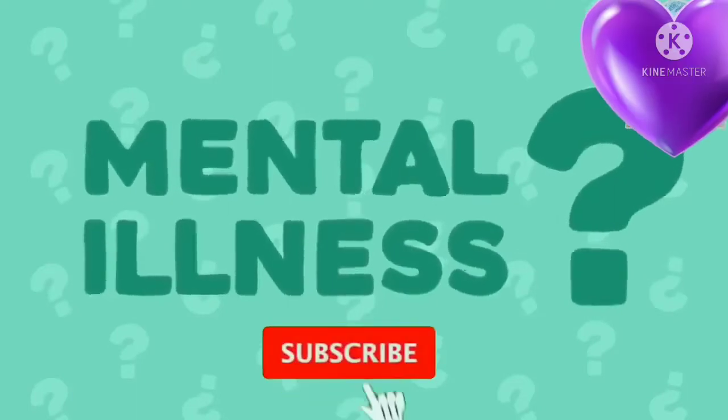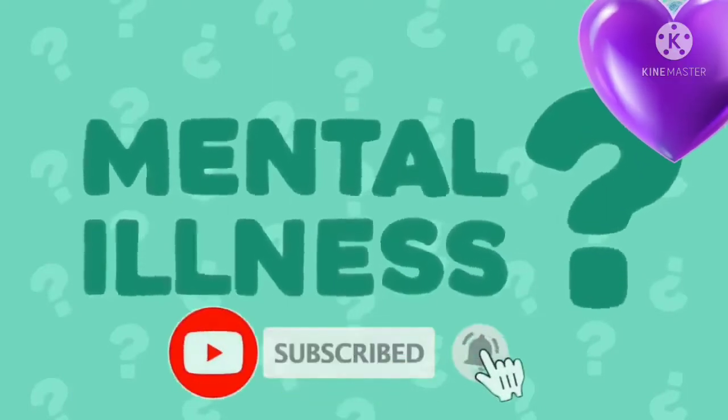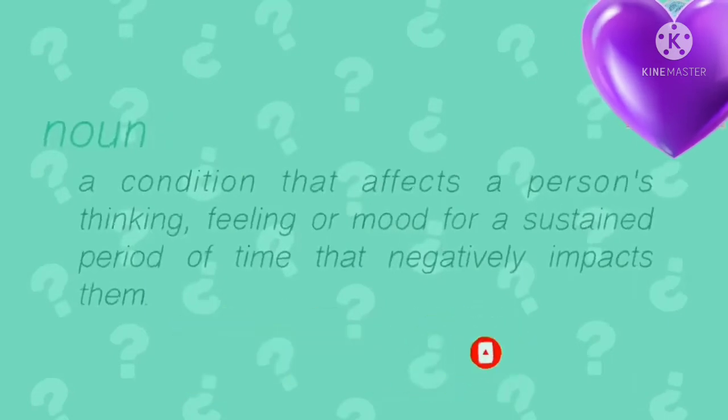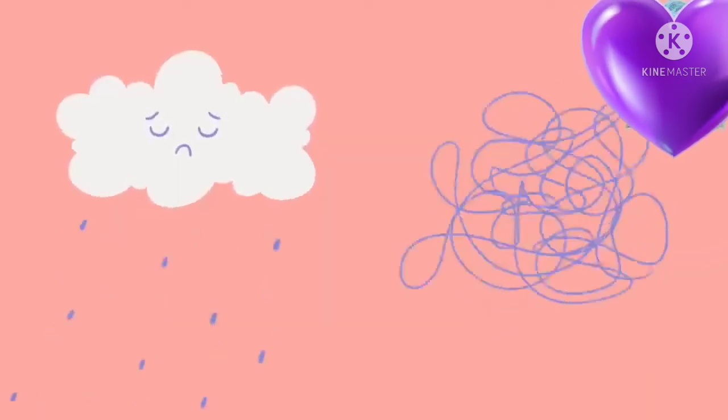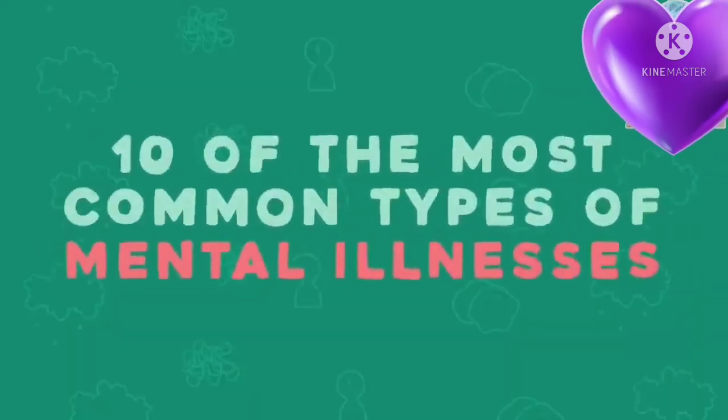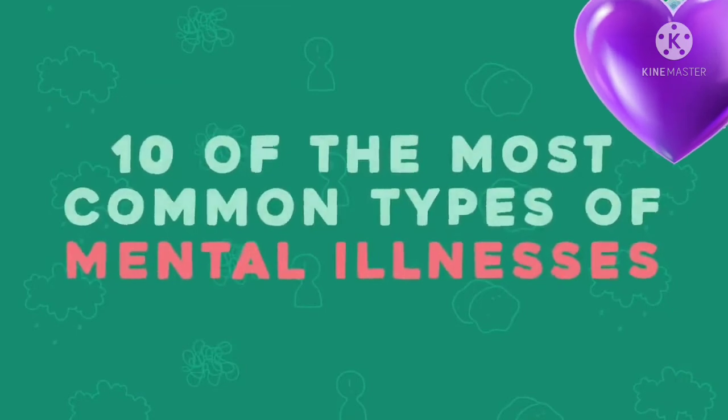What is mental illness? According to the National Alliance on Mental Illness, it's defined as a condition that affects a person's thinking, feeling, or mood for a sustained period of time that negatively impacts them. You might be wondering, is depression a mental illness? What about anxiety? Yes, they are. In fact, they're the most common types of mental illnesses. In this video, Psych2Go covers 10 of the most common types of mental illnesses.